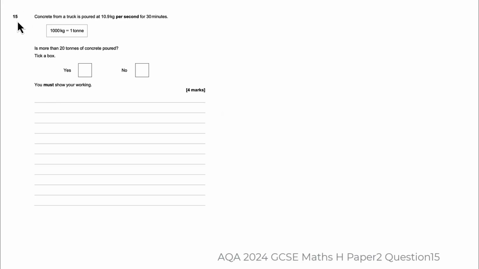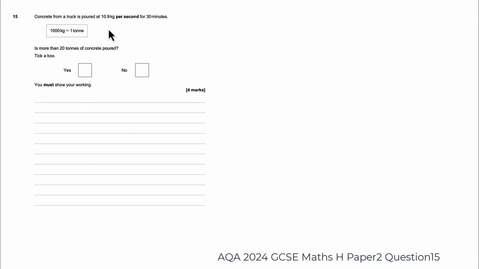Well, here's question 15, and we've got a truck that's pouring concrete at the rate of 10.9 kilograms per second, and it does this for 30 minutes. We're also given a conversion factor that 1,000 kilograms is equal to 1 tonne. The question is, are more than 20 tonnes of concrete poured for these 30 minutes? And we have to tick a box showing the working.